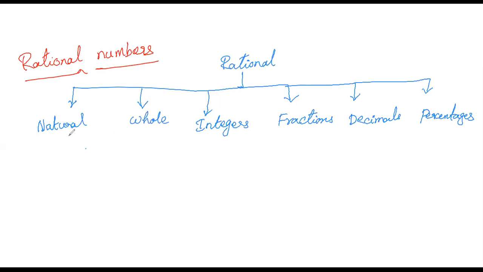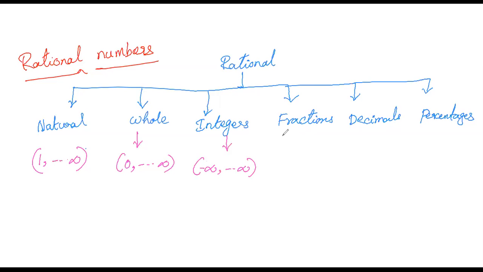Great. So I think everyone knows what natural numbers are. It starts from 1 and goes up to positive infinity. And what are the whole numbers? It starts from 0 and goes up to positive infinity. Integers start from minus infinity and go up to positive infinity, which means it includes all the negative numbers and positive numbers, including 0.